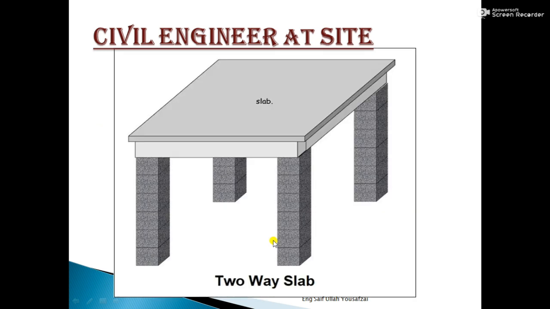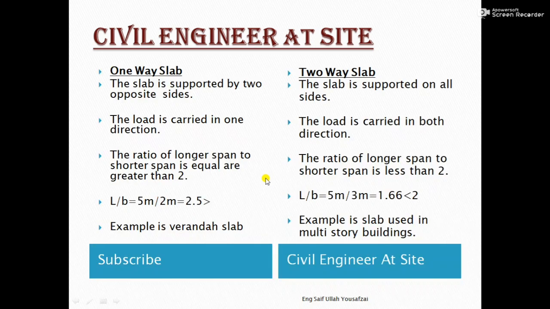So now we will go toward the picture of a two-way slab. So guys, this is the clear picture of a two-way slab. Here you can see clearly four supports: support number 1, support number 2, support number 3 and support number 4. So a two-way slab is supported on all four sides, and this is a reinforced concrete slab. This is the picture of a two-way slab. So now we will go ahead towards the difference between one-way slab and two-way slab.